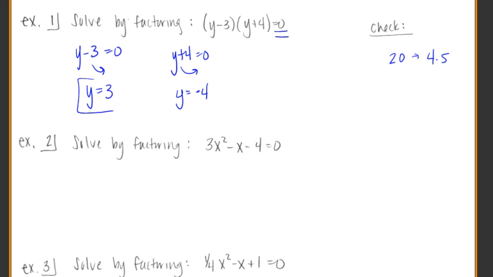So in this case, it looks like we're getting our two potential solutions. And if I was going to graph this, it looks like we have x-intercepts. We're going to cross the x-axis at negative 4 and 3. So something to keep in mind.